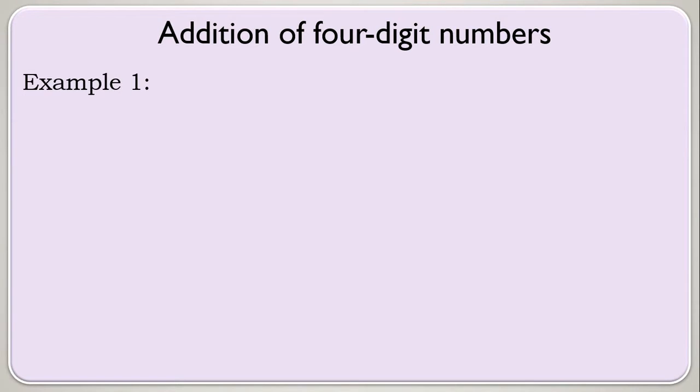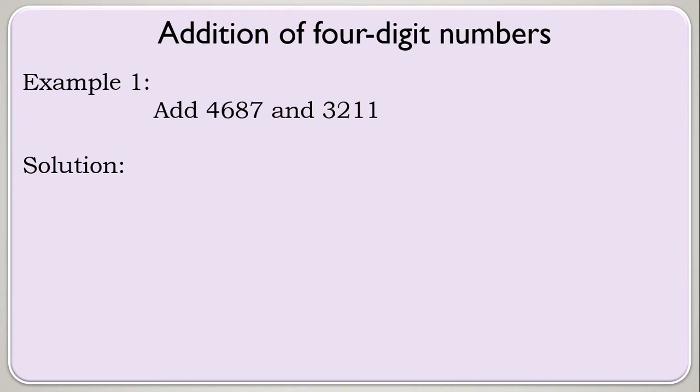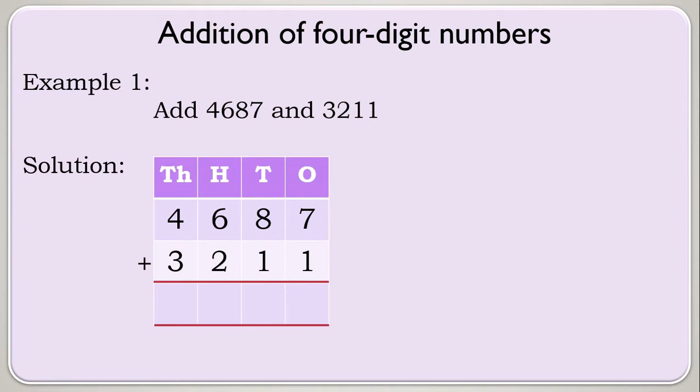Example number 1, add 4687 and 3211. Solution. Let us write down the given numbers, that is 4687 and 3211 in this table of place values.